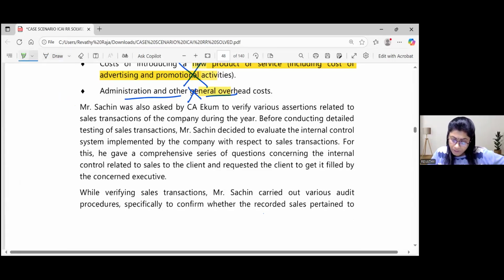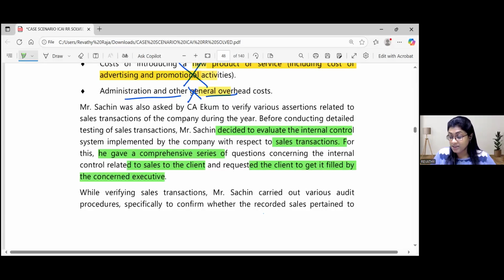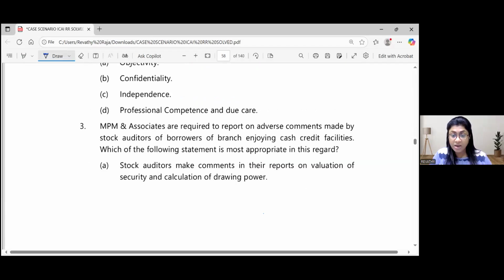Read this. Mr. Sachin here also asked Ecom to verify various assertions relating to the sales. Before conducting the detailed testing, Sachin decided to evaluate the internal control system implemented to sales transaction. For this, he gave a comprehensive series of questions concerning control to the client and requested the client to get it filled. So the client is getting it filled, and it's a comprehensive series of questions. So two clues: comprehensive series, client is filled. So the answer is internal control.